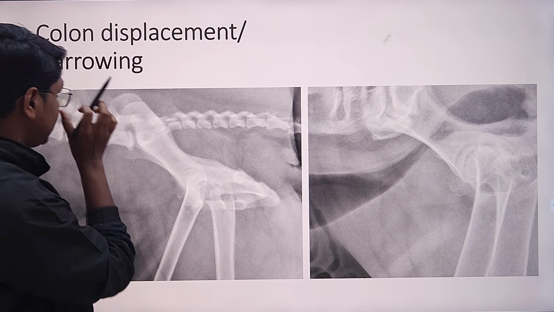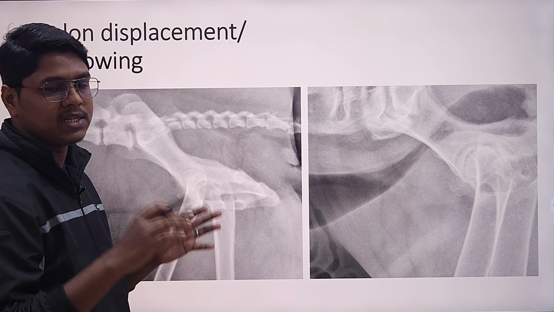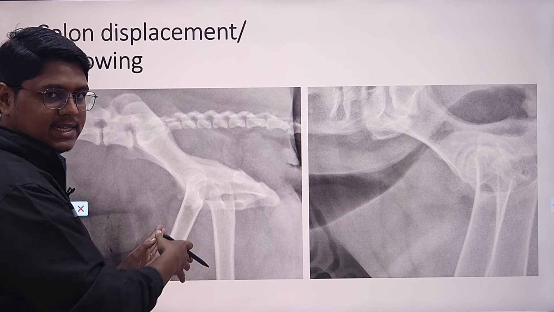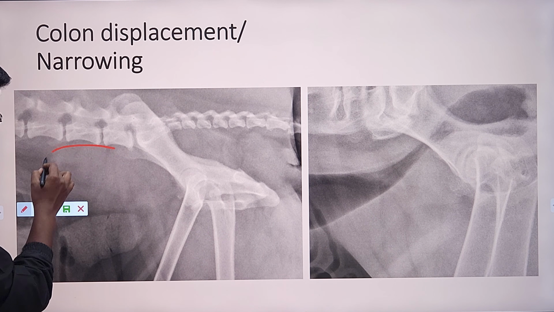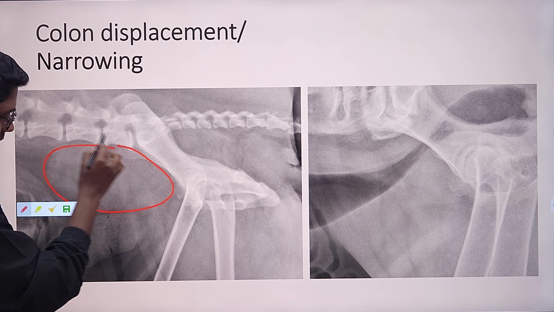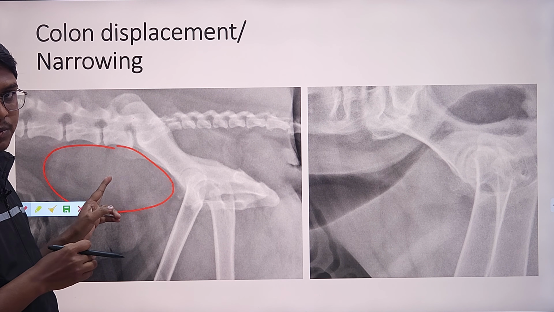Next disease is displacement. Actually it is not a disease of the colon itself, but of nearby structures. Like here you see, what disease is this? I have already taught you in the urology section. This is the medial iliac lymph node enlargement.